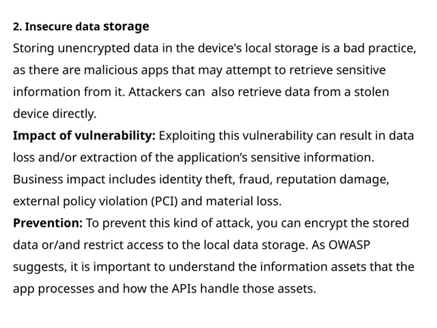The consequences for a business can be severe, including identity theft, fraud, damage to reputation, policy violations like PCI, and even financial losses. To prevent this, it's essential to encrypt stored data or restrict access to local storage. As OWASP recommends, understanding what information your app handles and how the APIs manage these assets is key. Ultimately, safeguarding local data is a crucial part of maintaining your app's security and protecting your users.